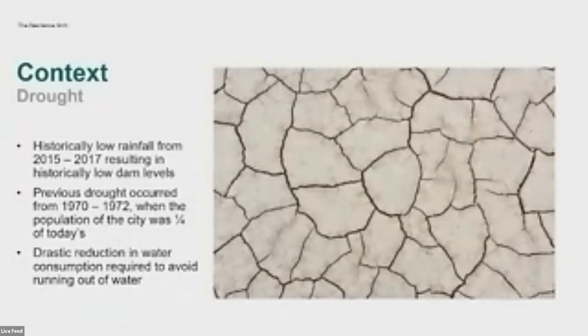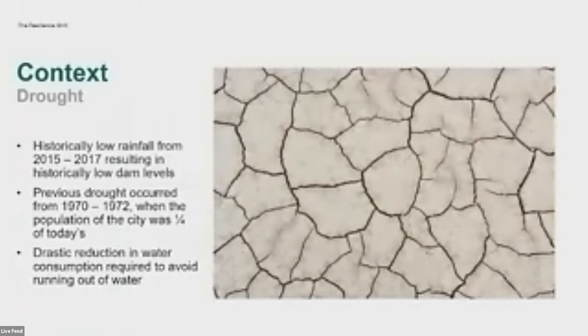So the last time that there had been three consecutive dry winters was in the early 70s, and there was only about 1 million people in Cape Town at the time. But the effects of climate change mean that the likelihood of droughts like these are increasing, and the city is likely to face severe events such as this more frequently.